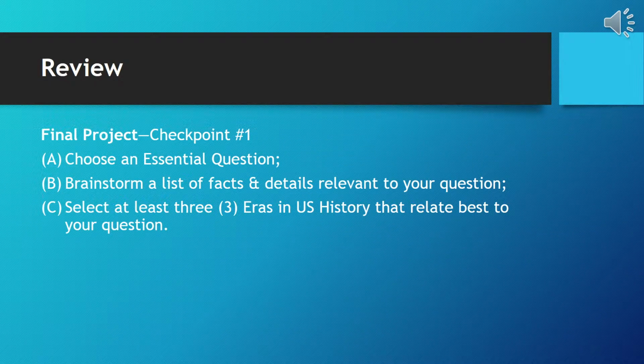Last class we started working on our final projects for the course. As of today, you should have done the following. Number 1, selected an essential question from the list provided in Wednesday's video. Number 2, constructed a list of facts and details from AP US History that are relevant to your question. And number 3, selected 3 eras in American history that best relate to your question.